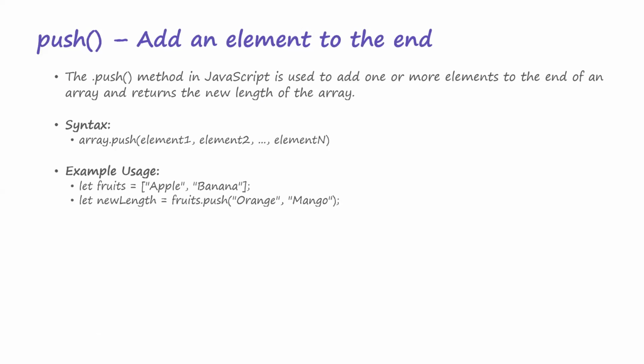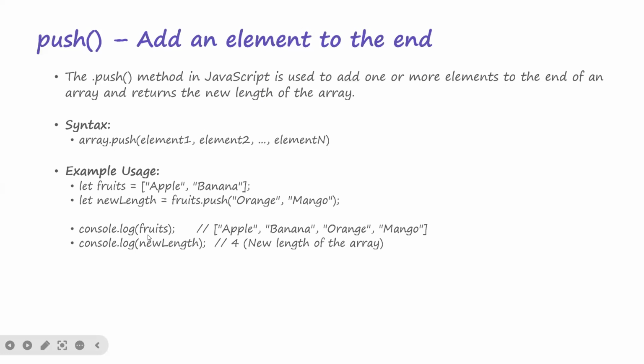This is an example. We have this array fruits that has apple and banana, and we are pushing in. You can see we are now saying fruits dot push, and we are adding new orange and new mango to it, and the new length will be returned. So when you console the fruit, this has been added, and the new length is this. So let's go back to code and see.